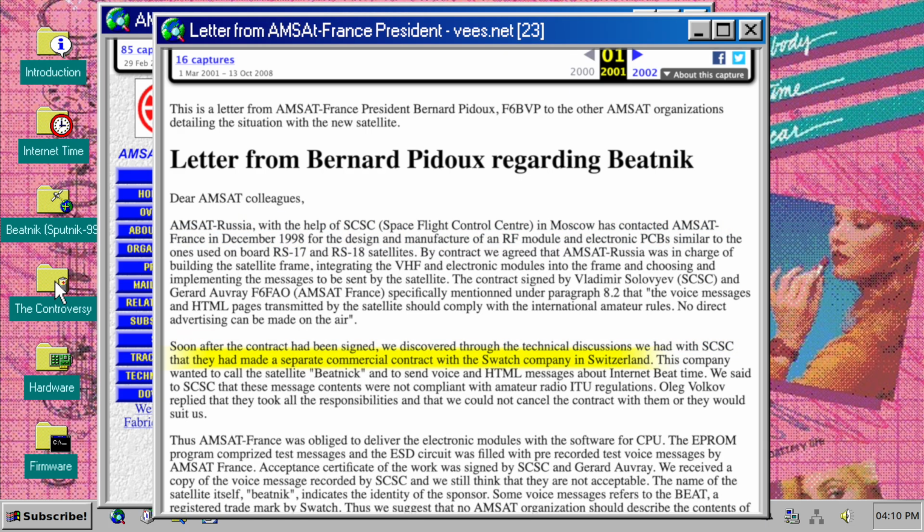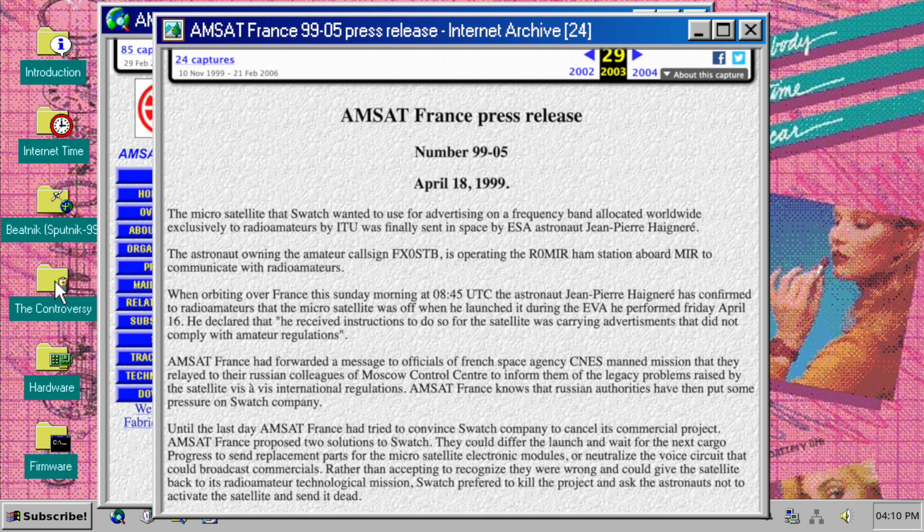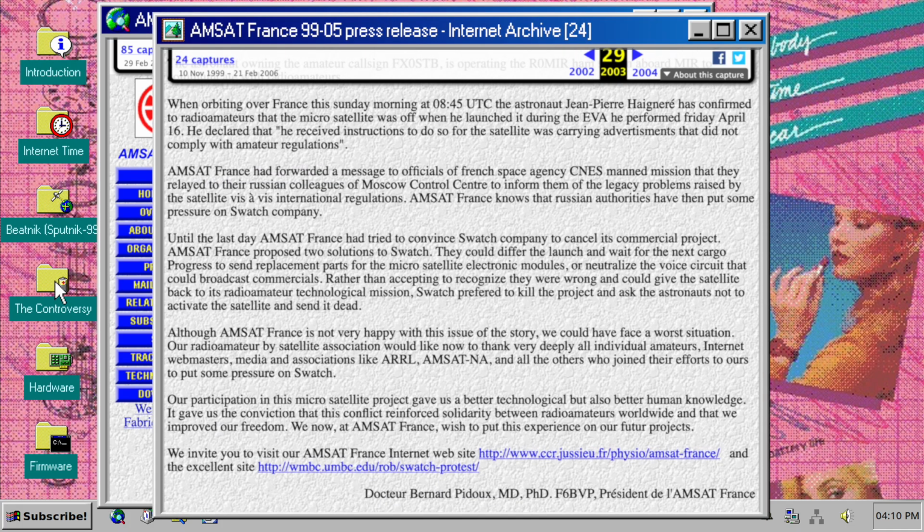When AMSAT Friends found out, they confronted the Russian Space Agency, pointing out that the message content violated international radio regulations. The Russian Space Agency responded that they were taking full responsibility and that AMSAT Friends couldn't cancel the contract without facing a lawsuit. All eyes were on Swatch. AMSAT had urged them to at least disable the satellite's audio circuit and keep it usable for other mission purposes. But Swatch didn't cancel the launch.